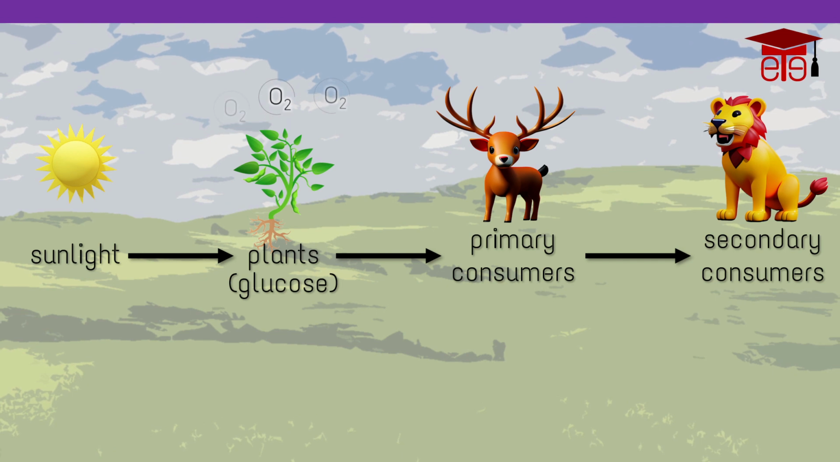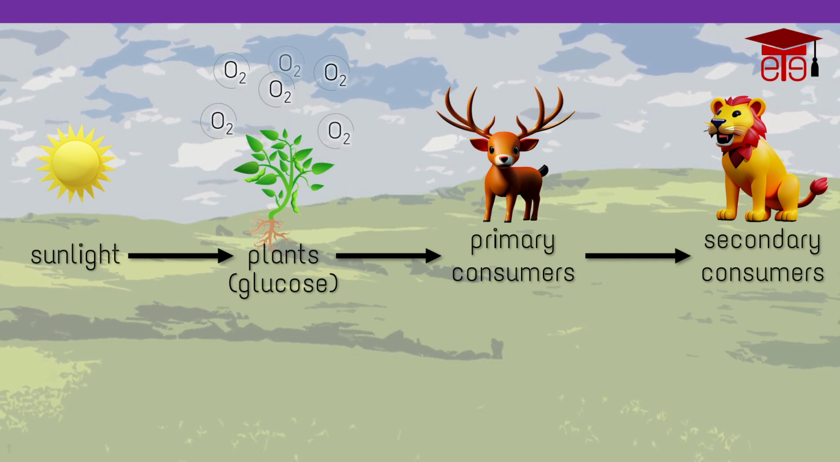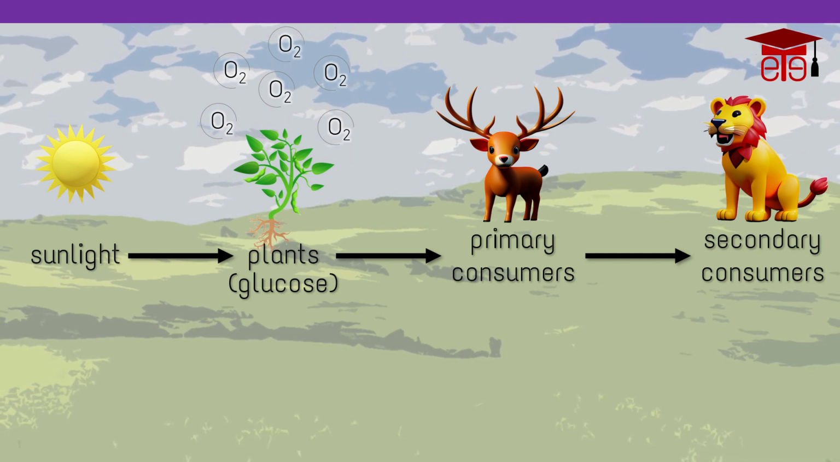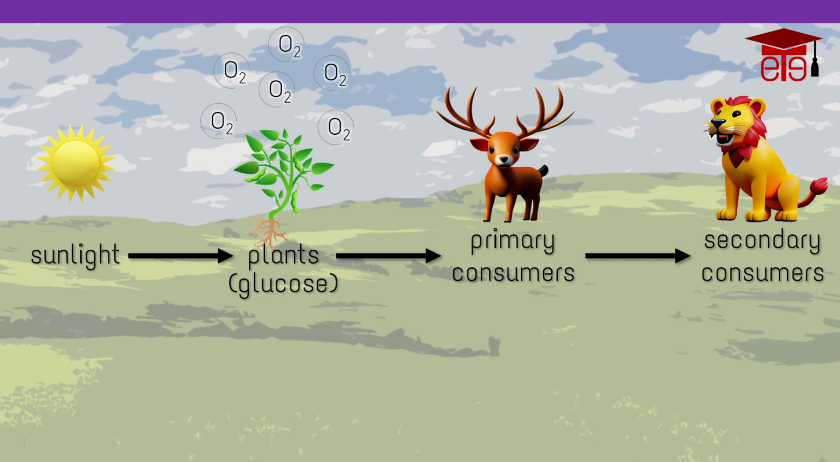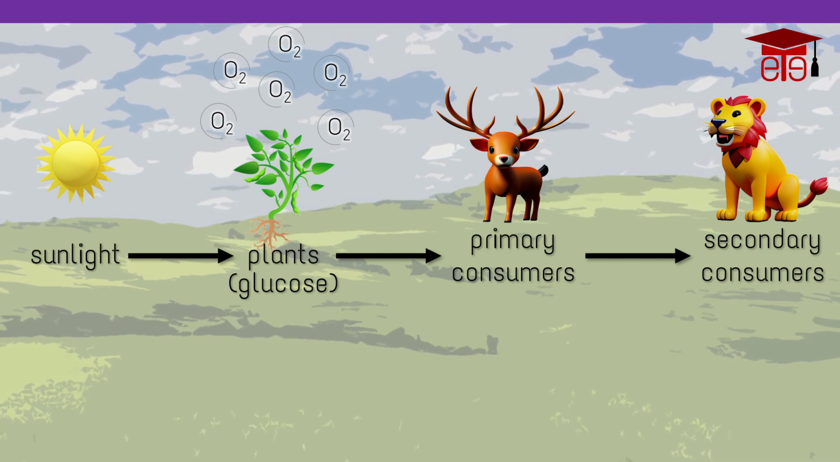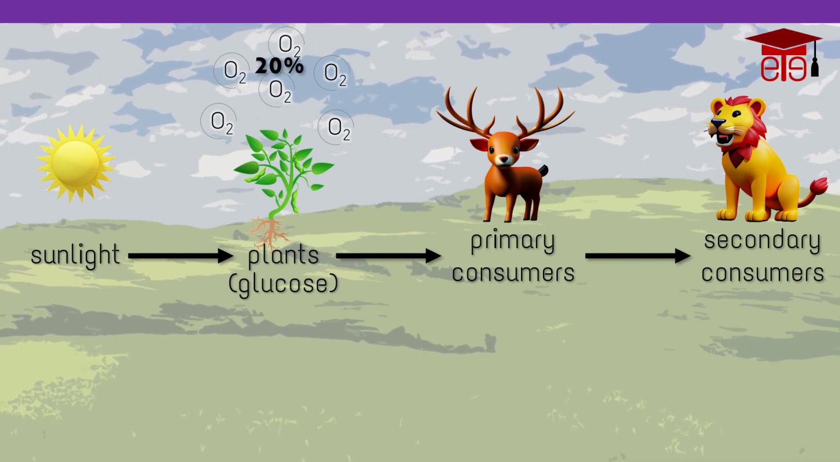Photosynthesis provides oxygen for the Earth's atmosphere. Animals and plants, of course, need oxygen for respiration. Oxygen is a byproduct of photosynthesis. It is released from the leaves of plants and mixes with the other gases in the atmosphere. About 20% of the air around us is oxygen.